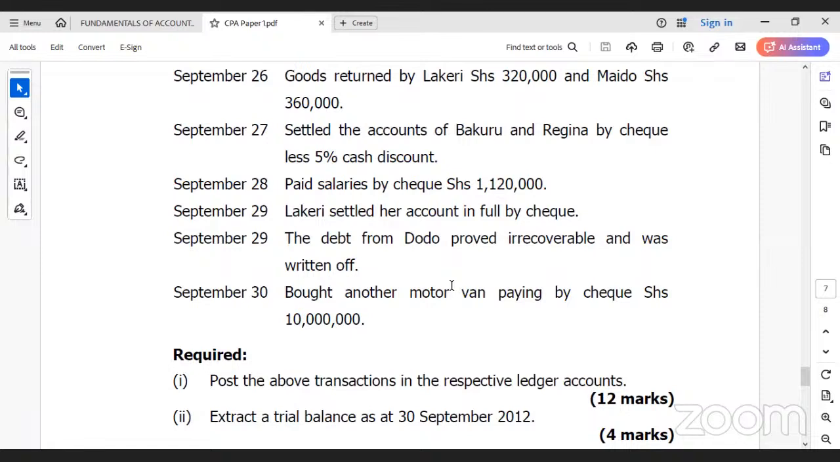In case you're stuck, you can ask in the group or you can text me, then you will see how we can move. So after next week, we shall look at how we can balance the accounts, and then we shall also look at how we can extract a trial balance.